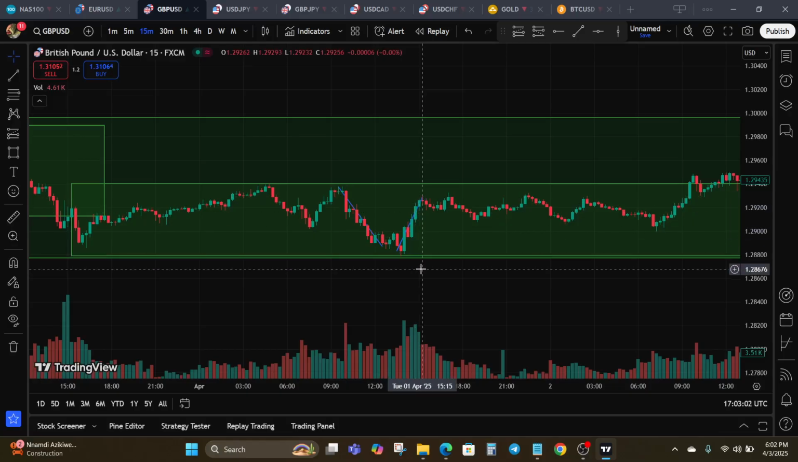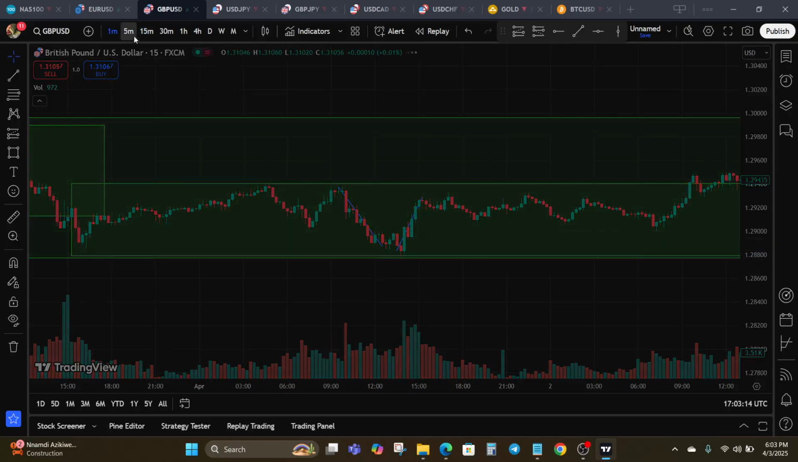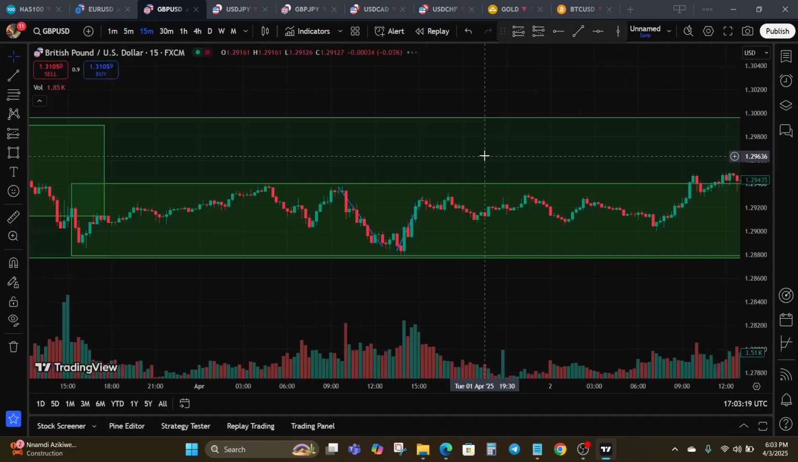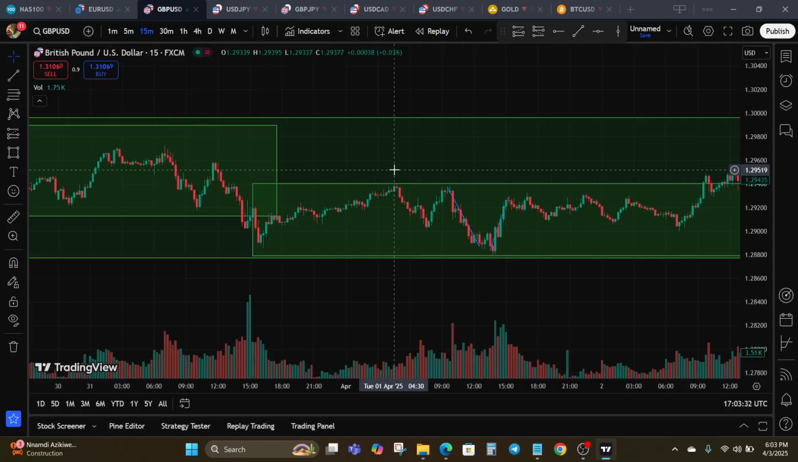All right, now that you know how to spot entry points, it's important to understand which time frames work best for scalping. Now, for GBPUSD, the most effective time frames are usually the 1 minute, the 5 minute, and the 15 minutes. Okay, the 1 minute chart, 5 minute chart, and 15 minute chart. These shorter time frames allow you to catch the small price moves that make scalping possible. However, do not forget about market volatility. Okay, scalping works best during high volatility, so aim to trade during peak market hours.